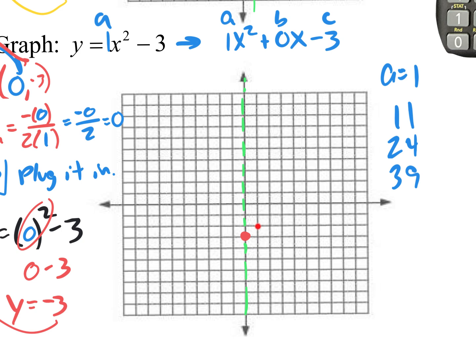1 over, 1 up, put a dot right there. And you go back to the vertex and you go 2 over 4 up. So 2 over 1, 2, 3, 4 up, put a dot right there. And then we go back to the vertex and go 3 over 9 up. 1, 2, 3, 4, 5, 6, 7, 8, 9 right there. And of course, you map them over to the other side of the axis of symmetry. And there's your parabola. It's pretty simple. I hope we remember this stuff.